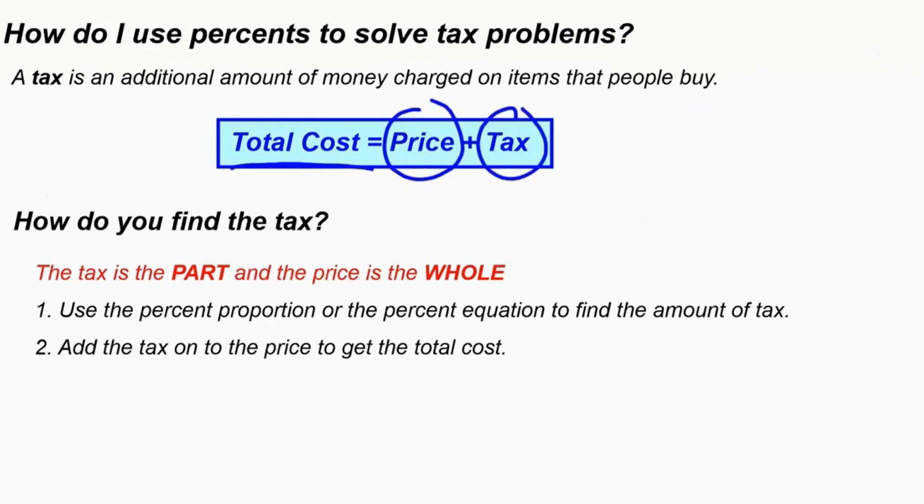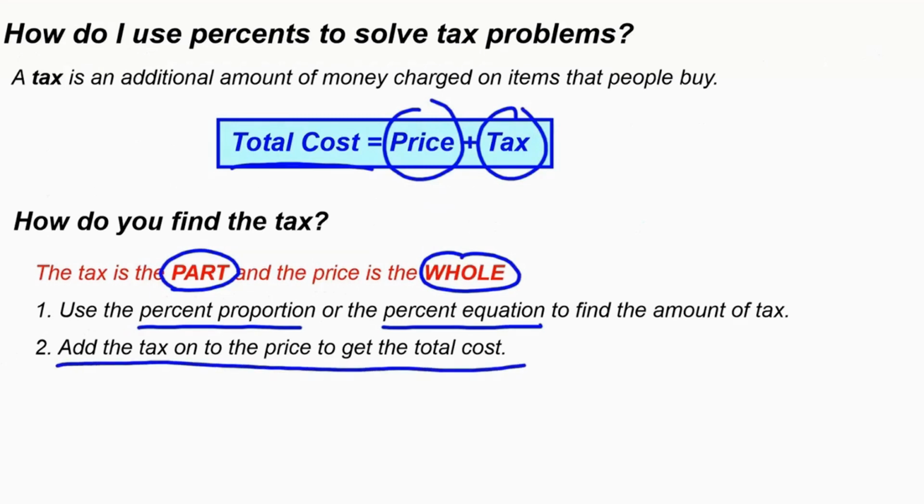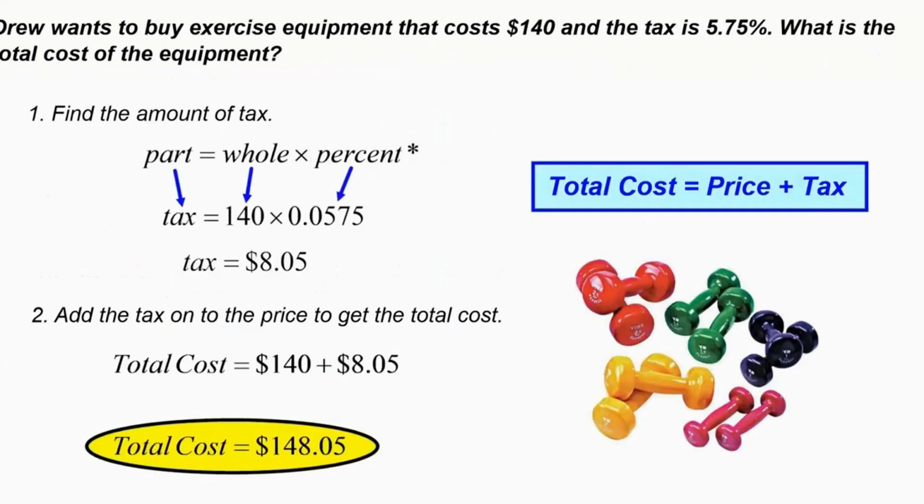So how do you find a tax? Tax is a percent, so the tax is the part and the price is the whole. So that's how we can think of that relationship. You can use either the percent proportion or percent equation to find the amount of the tax. So you can use the proportion to find the part, or you can use the equation to find the part. Either way, you'll find the part of the price, and that's the tax. And then we're going to add that tax onto the price to get the total cost. So let's take a look at a couple examples of calculating a tax.